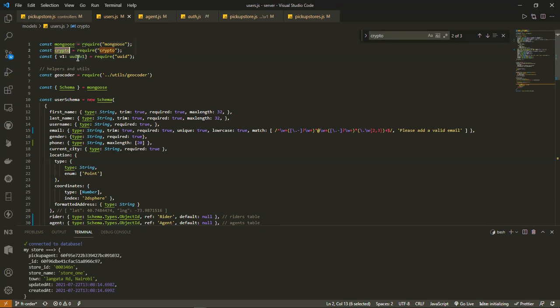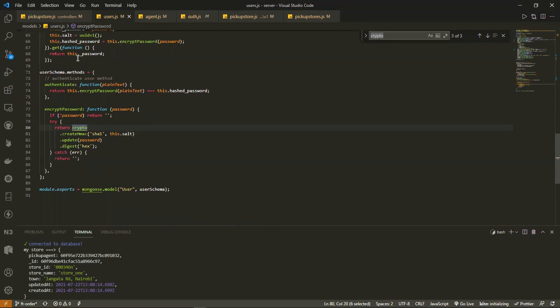So Crypto offers a secure hash algorithm one. This is the type that I'm using, and then I'm adding something called salt. Salt is a generated UUID. It's a randomly generated ID. Basically, it looks like this.